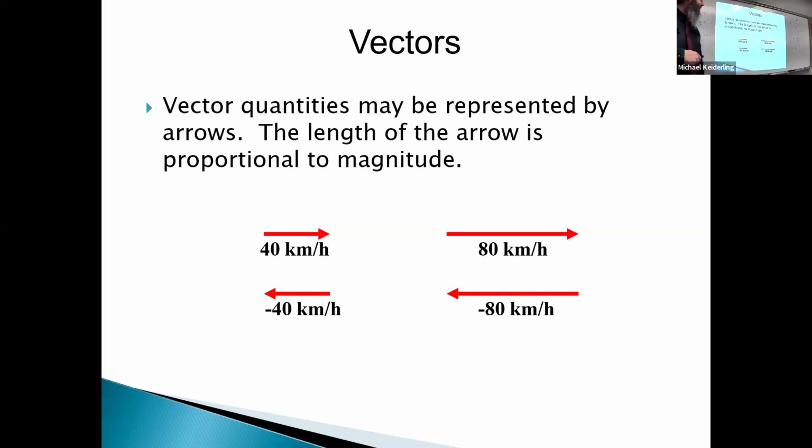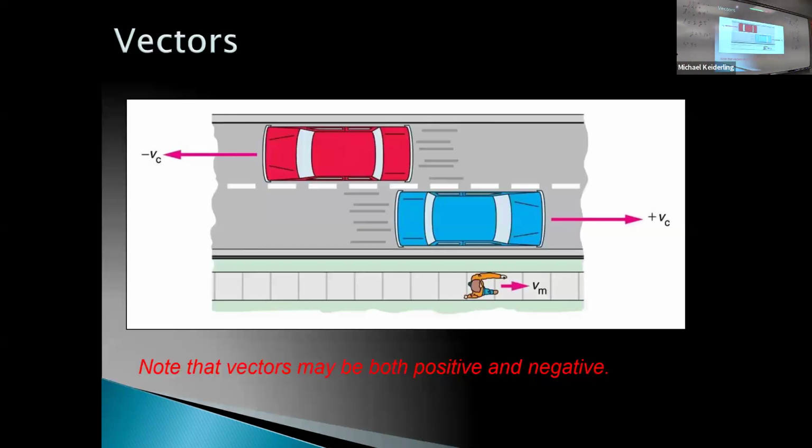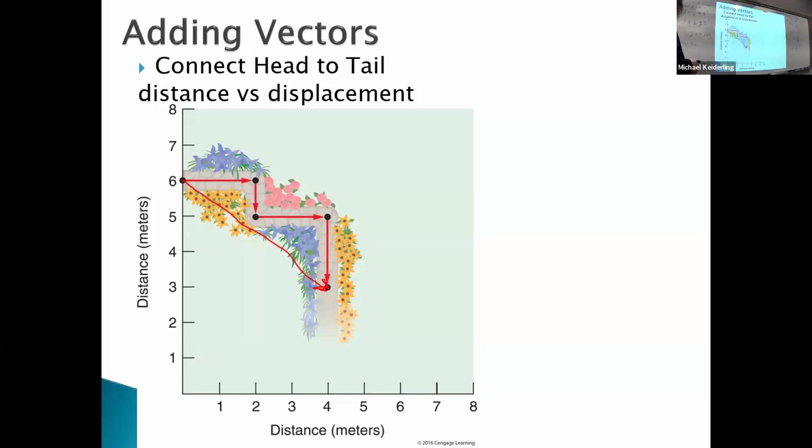So here we have 40 kilometers per hour. Here we have 80 kilometers per hour. Here we have negative 40 kilometers per hour. Here we have negative 80 kilometers per hour. The length of the arrow is proportional to its magnitude. Vectors can be both positive or negative, and we can add vectors by connecting head to tail.